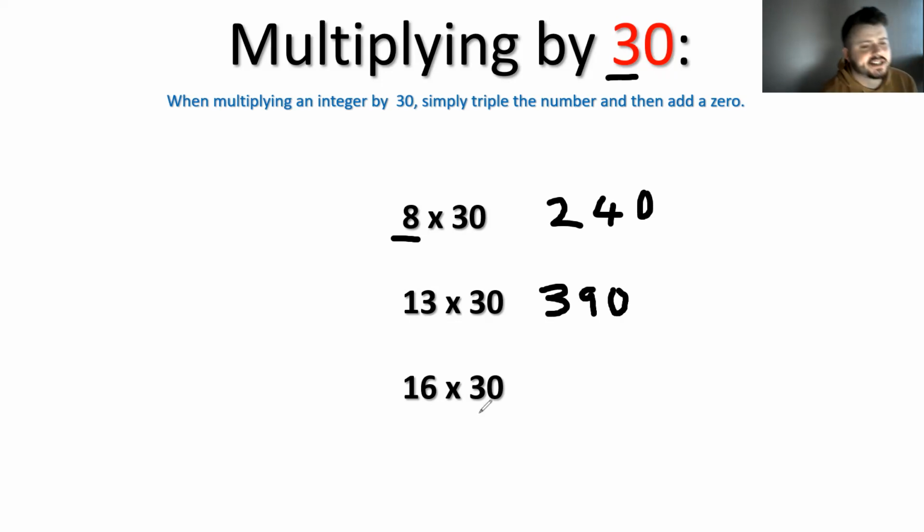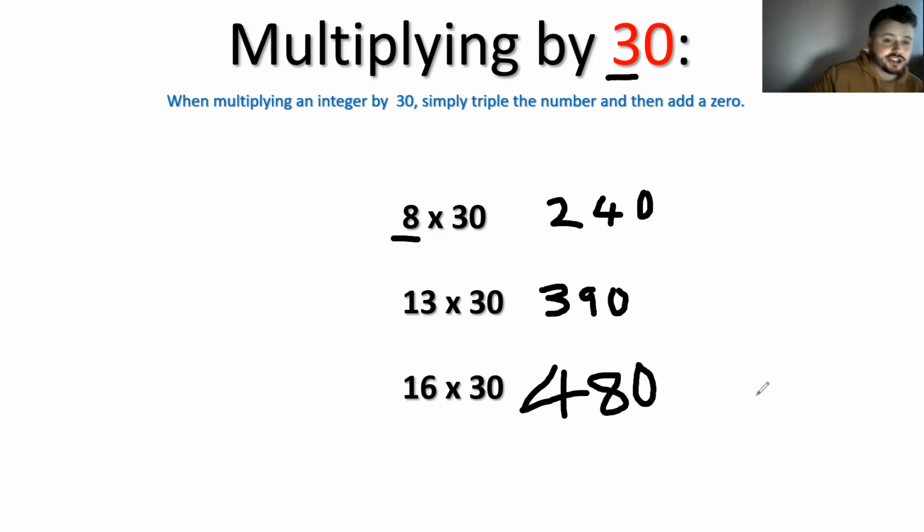And final question, 16 multiplied by 30. So 16 times 3 is 48. Add the 0, 480. Okay, so it's all about tripling the number, adding the 0.